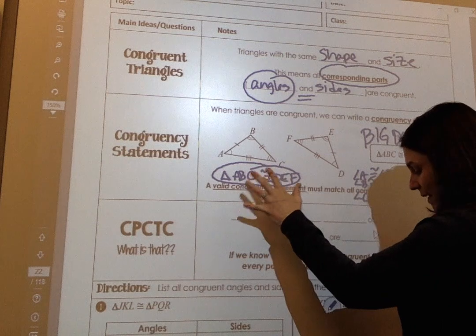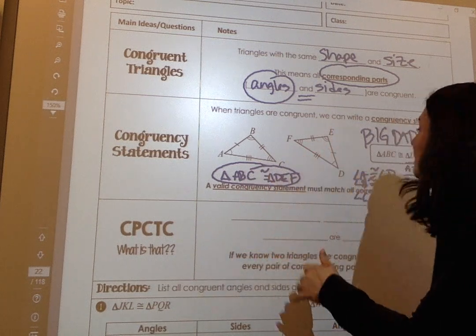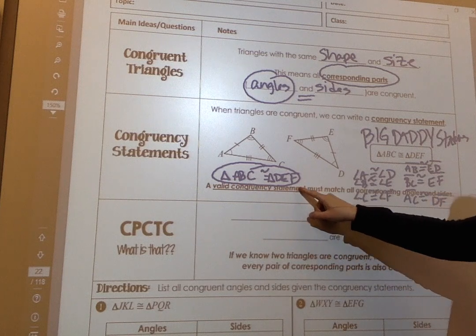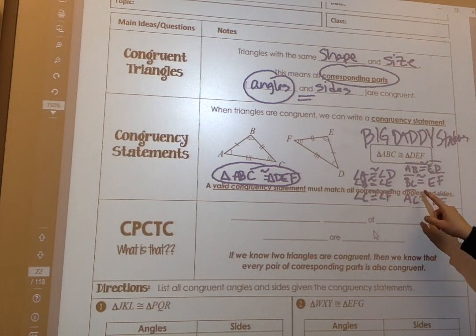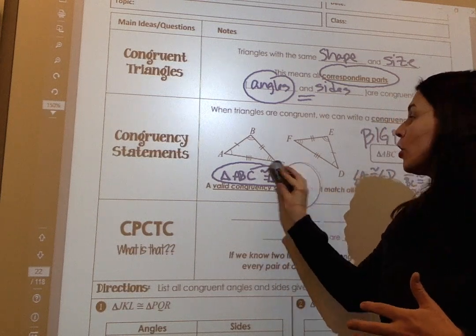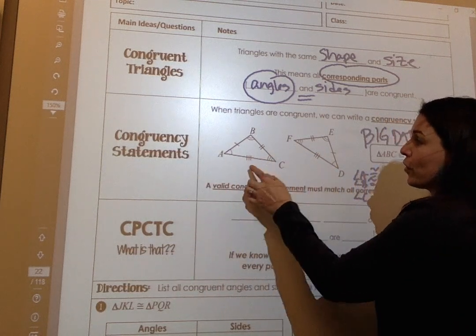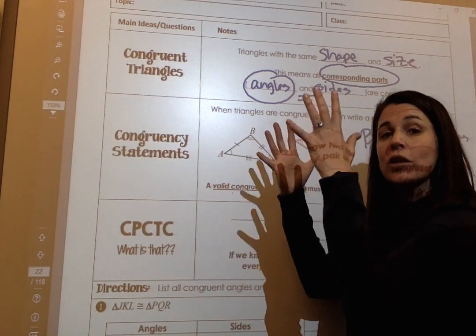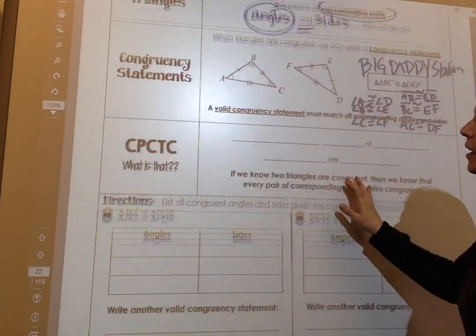So, big, big statement here. That's called the congruency statement. And what it allows you to do is a valid congruency statement must match all corresponding angles and sides. If you just went looking at your picture and said angle A and F are congruent, my tick marks don't match up. The corresponding parts have to match up.